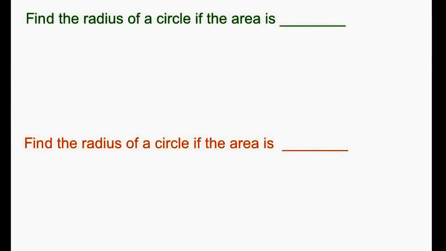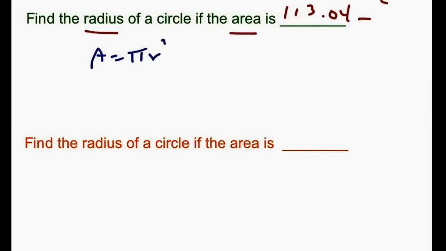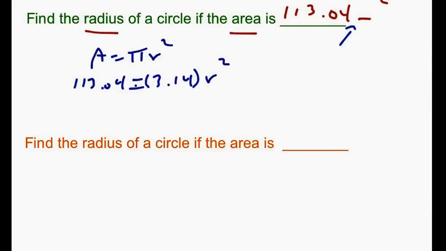Right, now we want to find the radius of a circle if the area is a certain value. So let's say the area is 113 and 4/100ths meters squared. All right, so I want to find the radius knowing that area. So let's put our formula down. Area equals pi r squared. Let's put information in that we know. The area is 113.04. There's no pi symbol in that area, so I know this must be approximate, so let me put 3.14 in for pi. And then I don't know the radius, so I'll put r squared in.